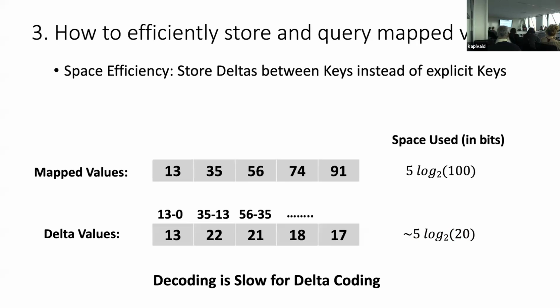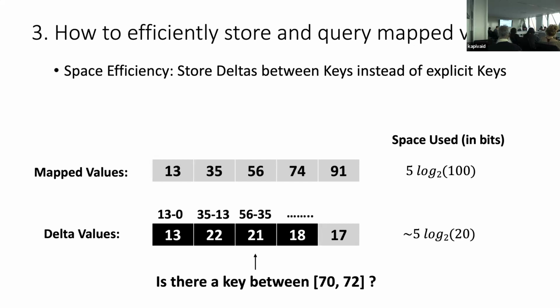Now, one issue with delta coding is that decoding it can be quite slow. So let's say if we want to decode a key which is towards the end of the array, we need to read all of the initial deltas in order to reach the end. So let's say if you have a query, is there a key between 70 and 72? We have to read the first 4 cells in order to answer it. And this can be quite expensive if your array contains like millions of values.